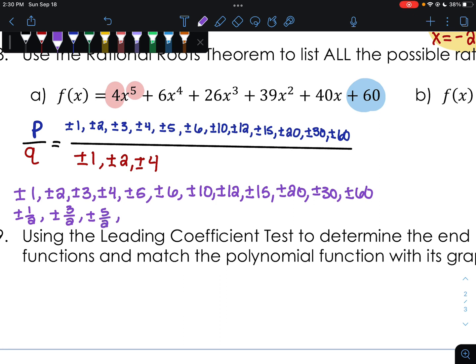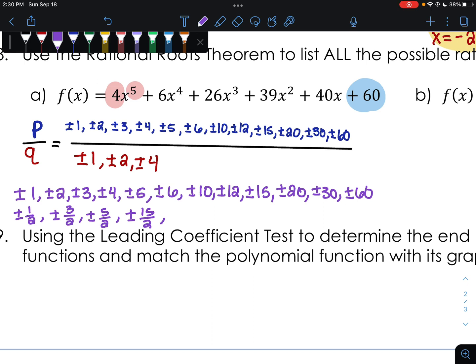6 divided by 2, which is 3. We already have that. 10 divided by 2, which is 5. We already have that. 12 divided by 2, which is 6. We already have that. 15 divided by 2 is plus or minus 15 over 2. 20 divided by 2 is plus or minus 10. We already have that. 30 divided by 2 is 15. We already have that. And 60 divided by 2 is 30, and we already have that.